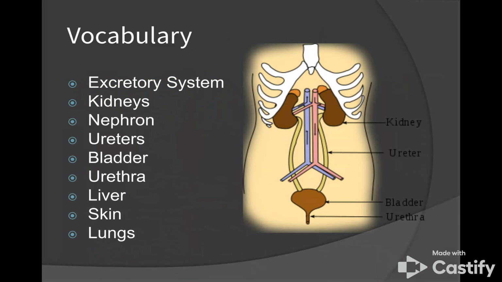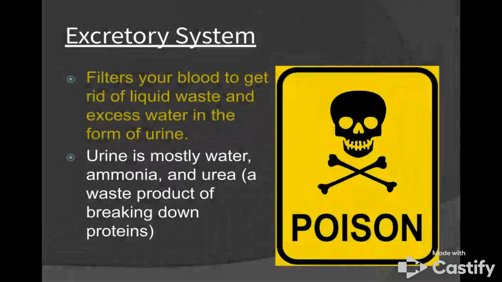We have the excretory system, the kidneys, nephron, ureters, bladder, urethra, liver, skin, and lungs. The excretory system's main job is to get rid of waste products. If we're talking about the urinary system, its main job is to filter the blood to get rid of liquid waste and excess water in the form of urine. But there are some other organs that could be considered part of the excretory system, and they all work together to get rid of waste products.